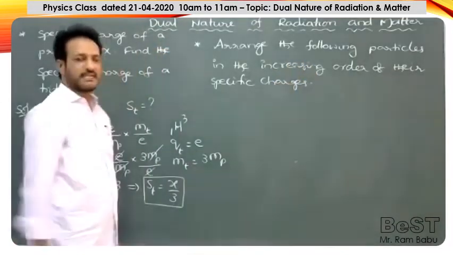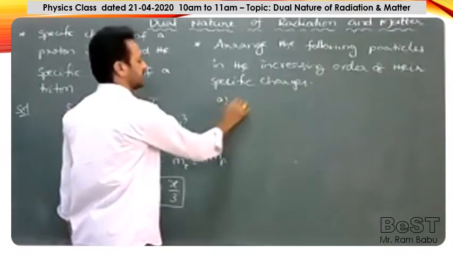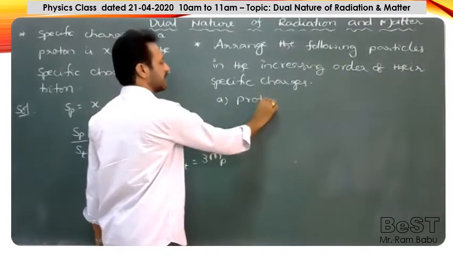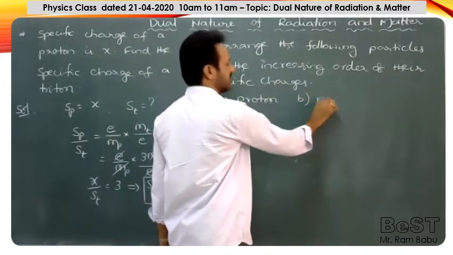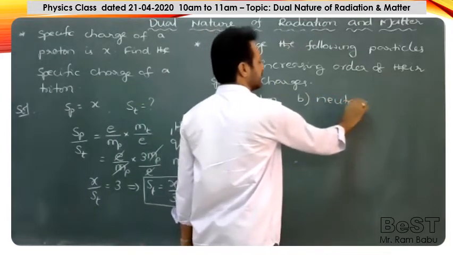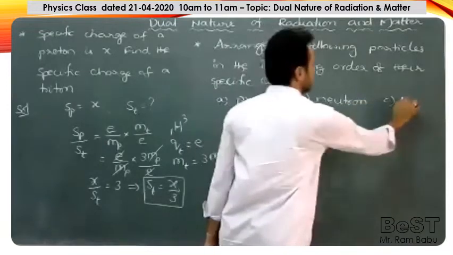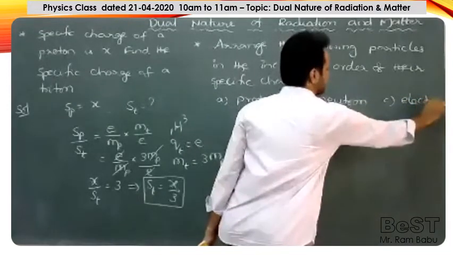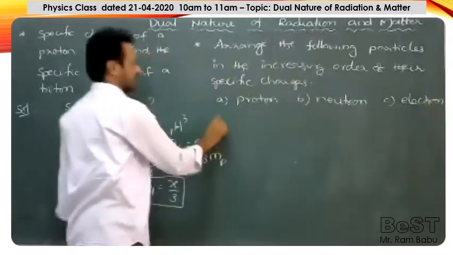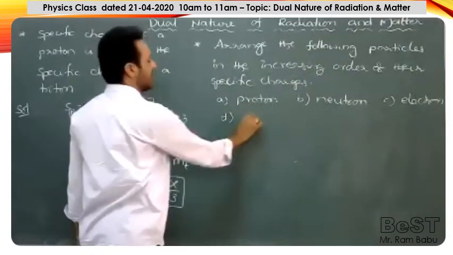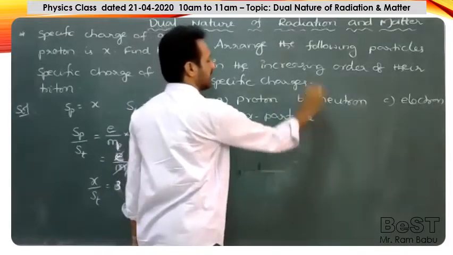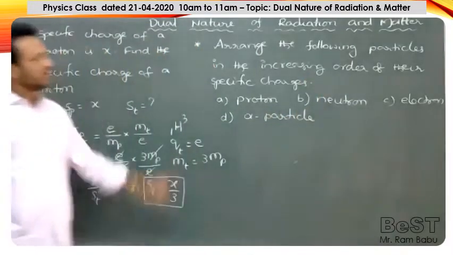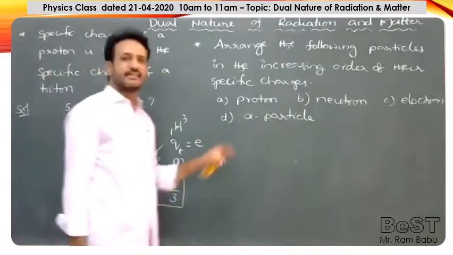So I give the first particle, a proton, A. The second particle, B, neutron, and the third particle, C, electron, and the fourth particle I give, D, alpha particle. So here we have to arrange all the particles in the increasing order.